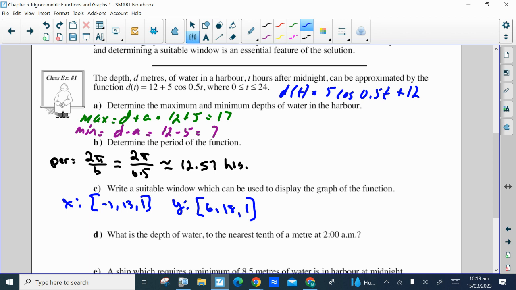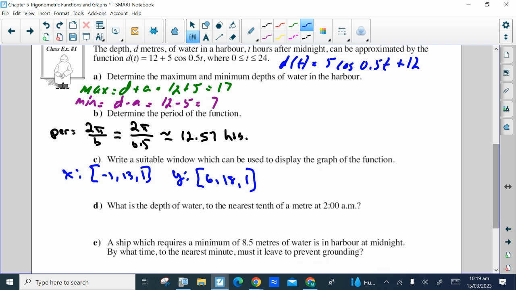Okay, so you wouldn't know unless you tried it. But you'd want to see at least one cycle of the graph, so your windows would have to be set to include that. If you're using the graphing calculator to solve an equation, as long as your windows contain where that solution is, you're fine.